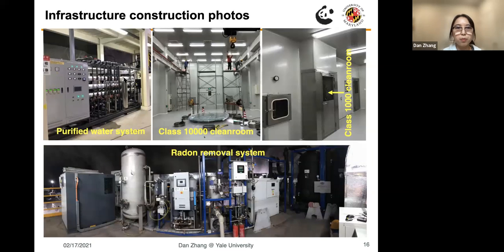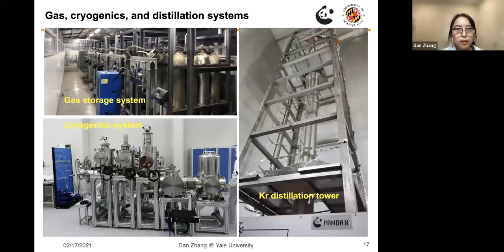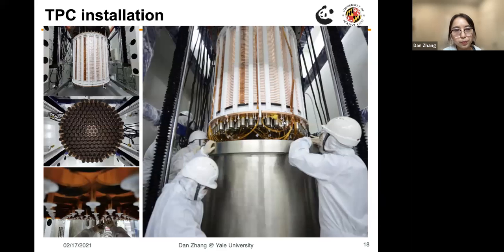And here's the water purification system, the class 10,000 clean room outside of the class 1000 clean room, and the radon removal system to reduce the radon level in the air in the clean rooms. And here's the gas storage system and our cooling bath and the krypton-85 distillation tower. And here is a view of the detector, the TPC.